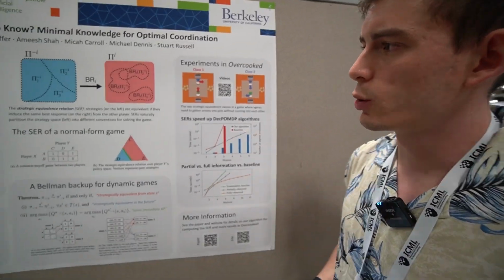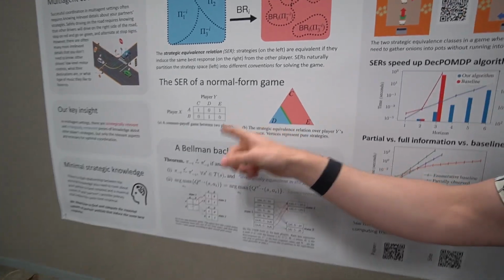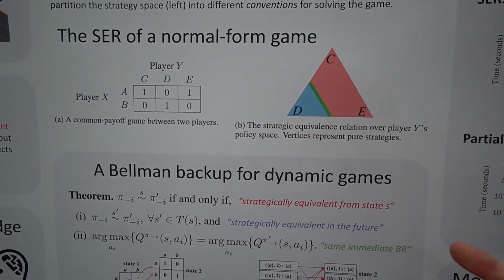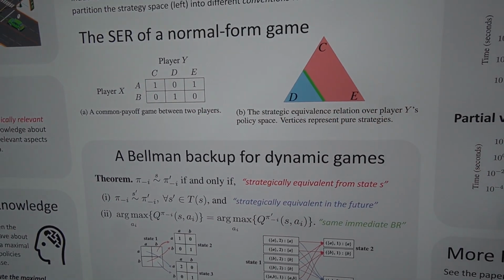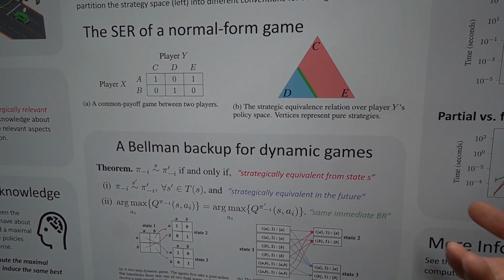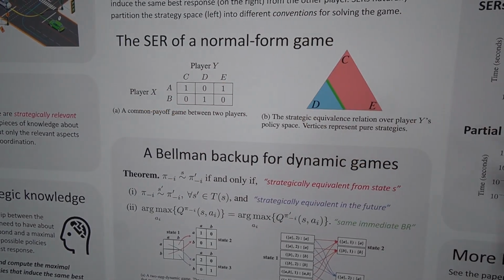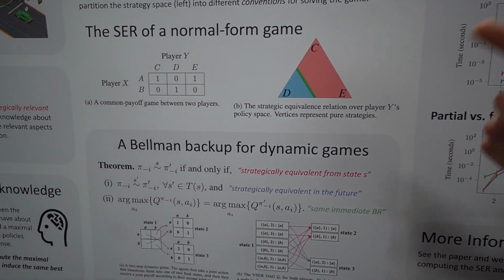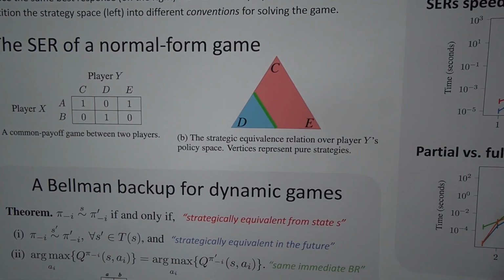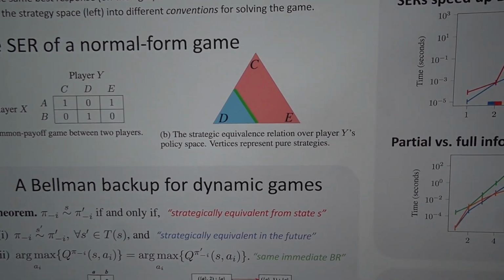We can compute this strategic equivalence relation in some simple normal form games like this down here. This is a normal form game between player X and player Y, and they share a common payoff, so we only put one number in each of the squares. Here we're going to compute the strategic equivalence relation for player Y. We're considering the mapping from player Y's strategy space on the left to player X's strategy space on the right, and we're going to partition player Y's strategy space. On the right-hand side here, we have player Y's strategy space. This is a probability simplex over the actions D, C, and E, and each point in here represents a mixed strategy over these three actions.